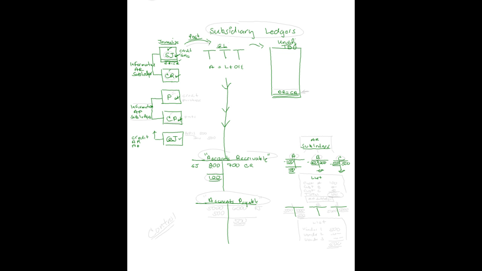In our case, we would have customer A showing they owed $100. Customer B doesn't owe anything. Customer C doesn't owe anything. Total owed by person is $100. Total balance in accounts receivable is $100.